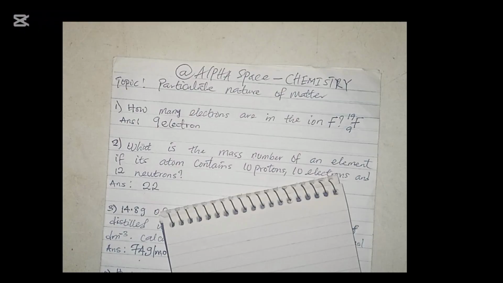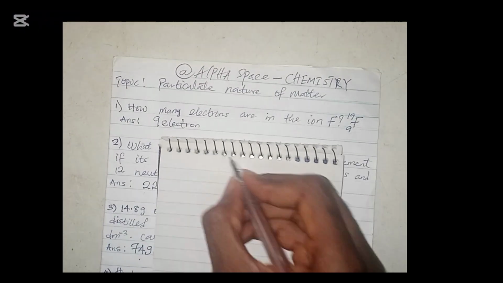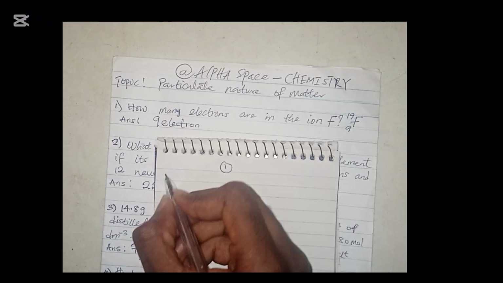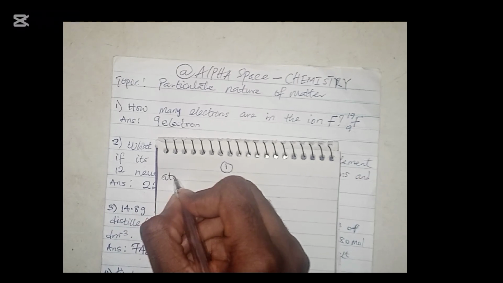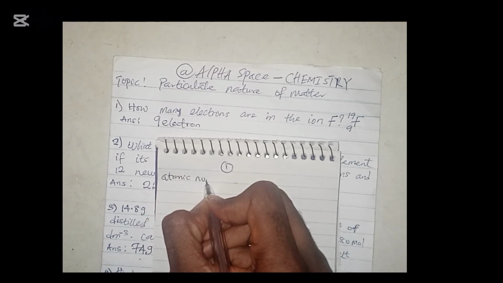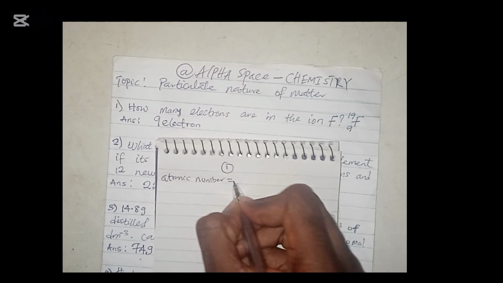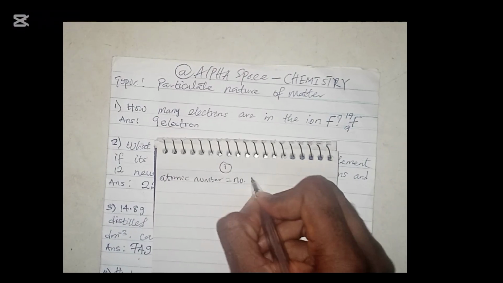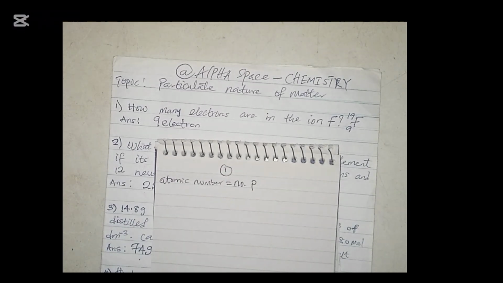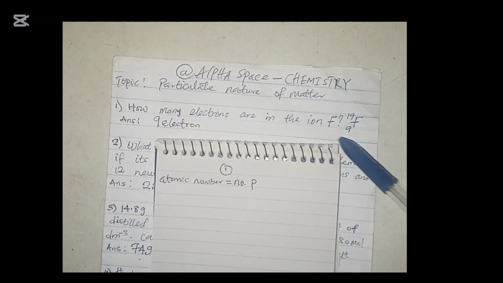Now there's something you need to know. The first thing is that your atomic number is equal to the number of protons. You see, we said initially that this is your atomic number. Now, if this is your atomic number, that means this number also tells us the number of protons that are present in this element. Now, we're asked how many electrons are in the ion F.